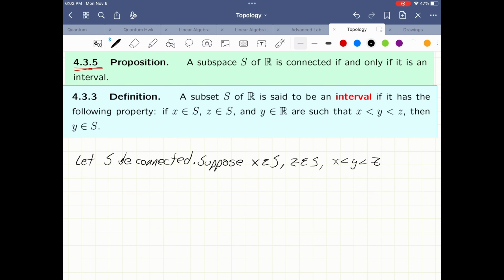Now, for the sake of contradiction, in order to make this proof a little easier, we're going to assume that Y does not belong to S, which doesn't really make sense if we're trying to think about it intuitively, because if Y exists between X and Z in the real numbers, it feels like it should be part of the same interval. But let's try to prove this via contradiction.